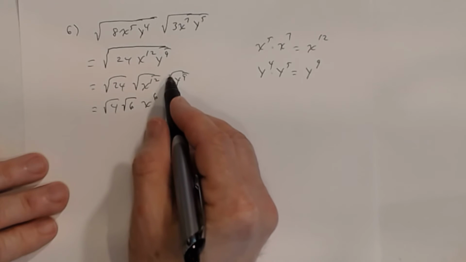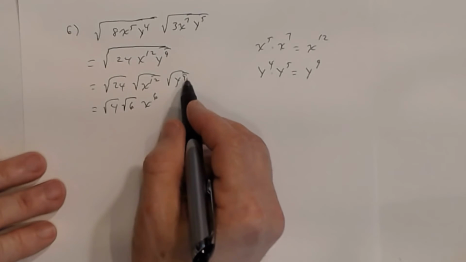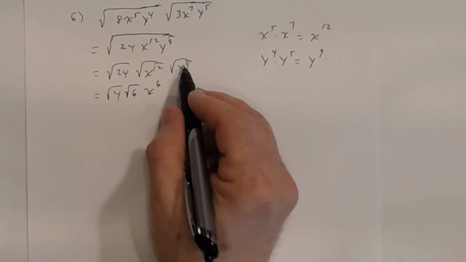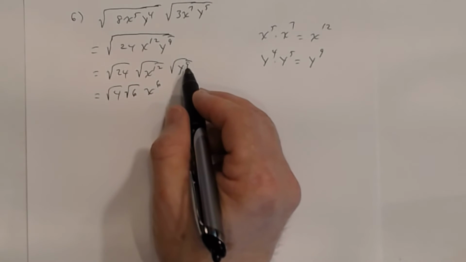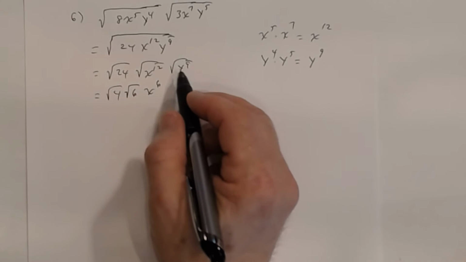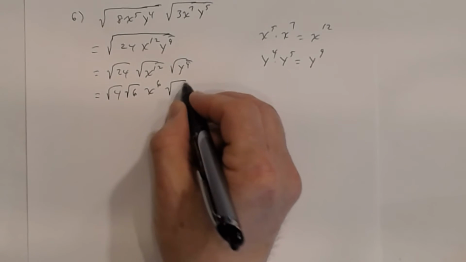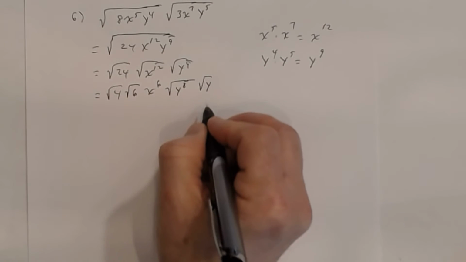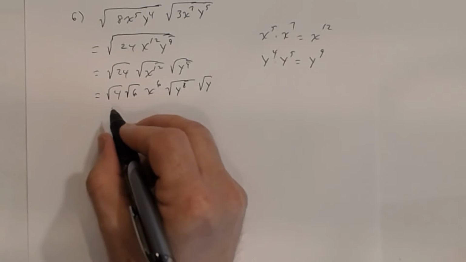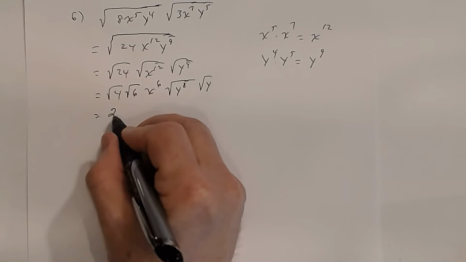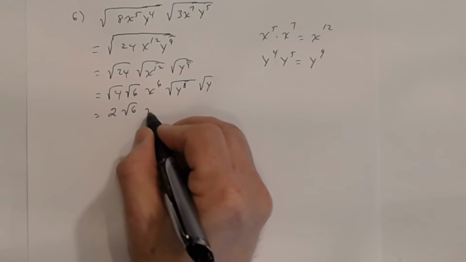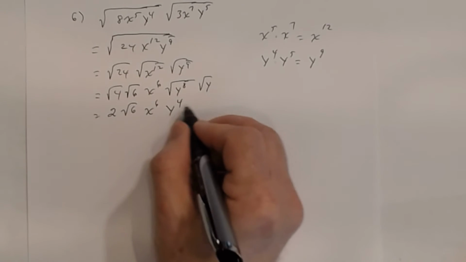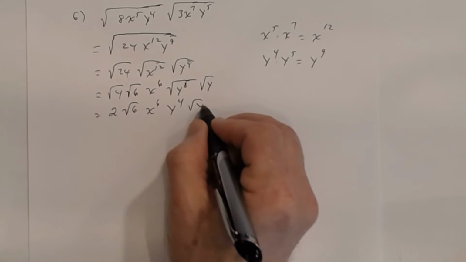Now, 9 is not divisible by 2, so let's think about this. How can I simplify the square root of y to the 9th? Well, the largest whole number less than 9 that's divisible by 2 is 8. So this becomes the square root of y to the 8th times the square root of y. And so now this becomes the square root of 4 is 2, square root of 6, x to the 6th. The square root of y to the 8th is y to the 4th. And then square root of y.